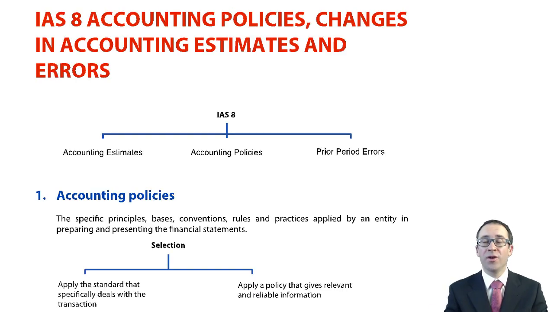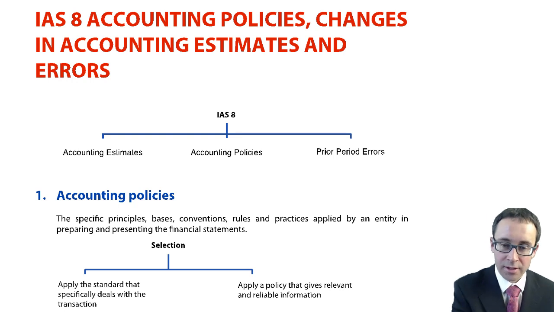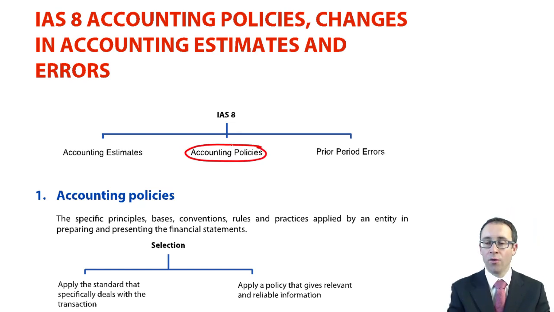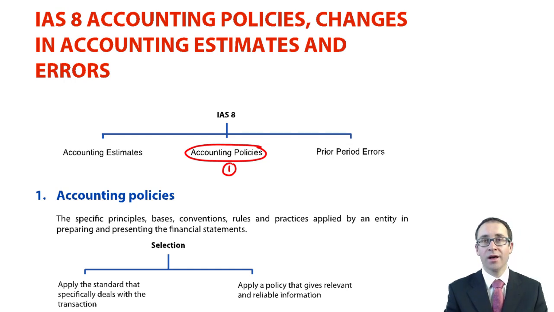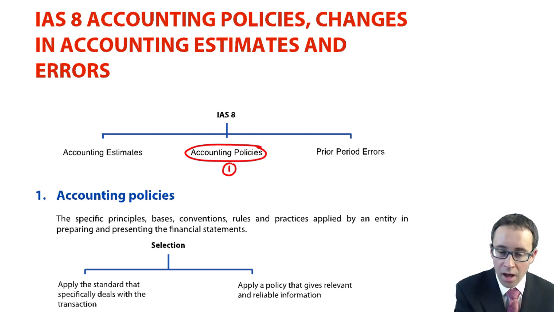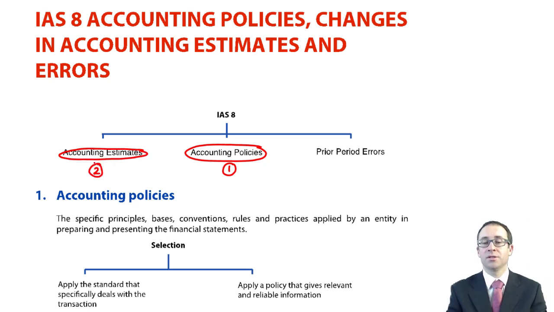Let's just go through and have a look at another brief accounting standard, IAS 8. IAS 8 covers three areas. First of all, it looks at your accounting policy. So we have all of these accounting rules. How do we know that we are applying the correct accounting rules to the correct transaction? We also look at your accounting estimate. So what constitutes an accounting estimate?